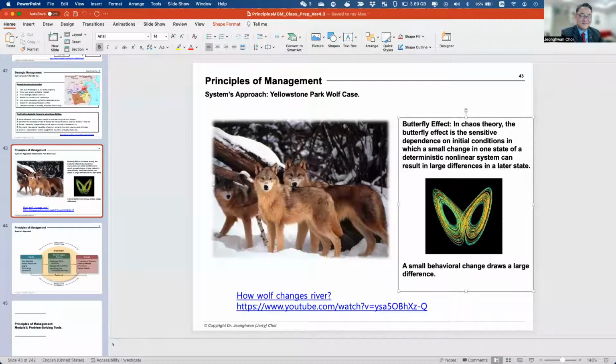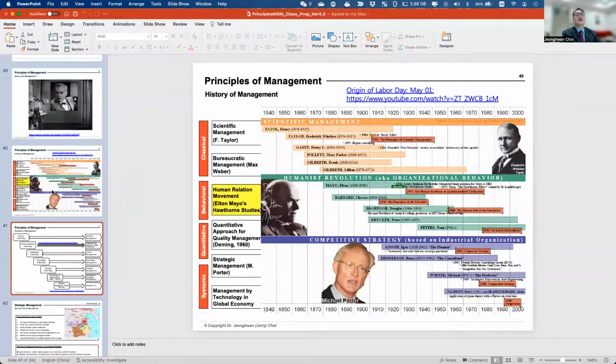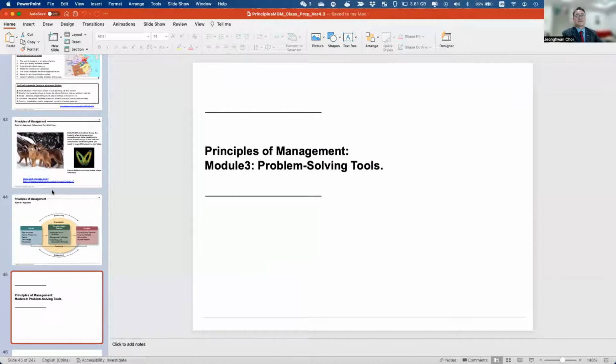Yellowstone Park, just 12 wolves changed the whole ecosystem of Yellowstone Park. Right? So we need to never stop doing something. Okay, good. So that is the systems approach of management. So then we learned this kind of insight, we covered the first step.